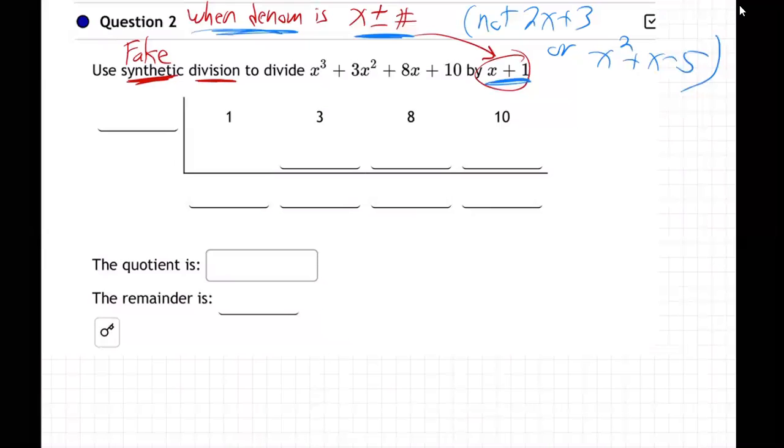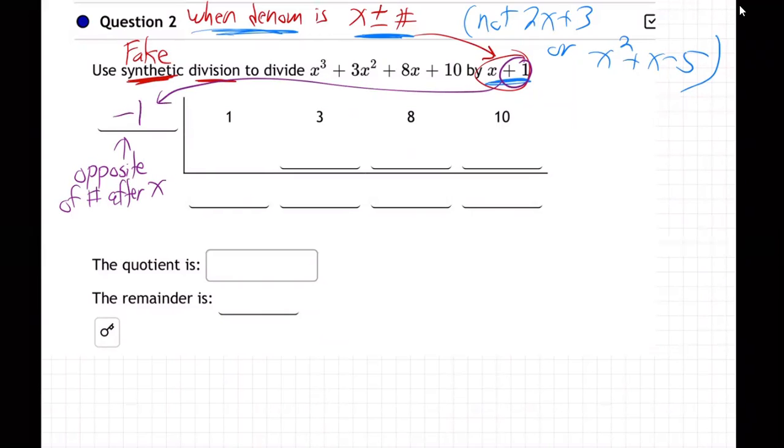How does it work? Well, first thing you do is right here, you put the opposite of the number after x. So what do we have? Plus 1. I'm going to put minus 1. So you put the opposite of the number that comes after x. That's step 1.